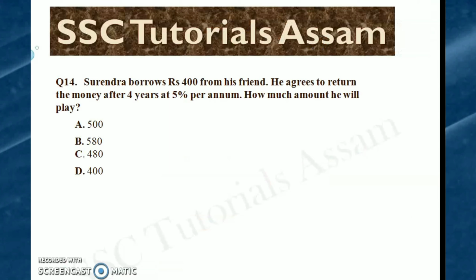So the first question is: Surendra borrows rupees 400 from his friend. He agrees to return the money after 4 years at 5% per annum. How much amount will he pay?